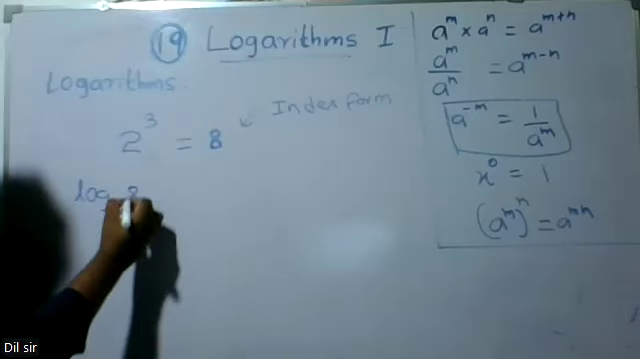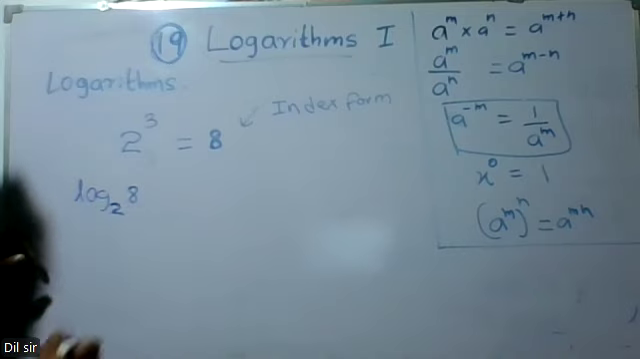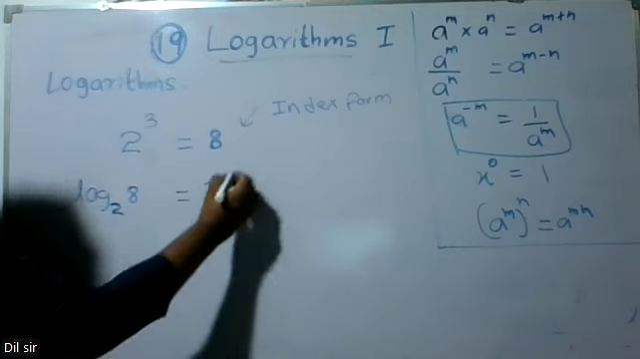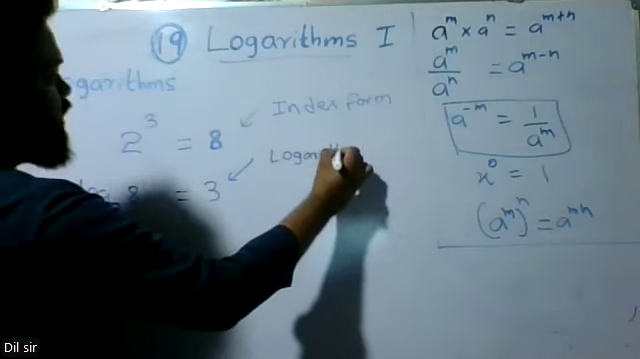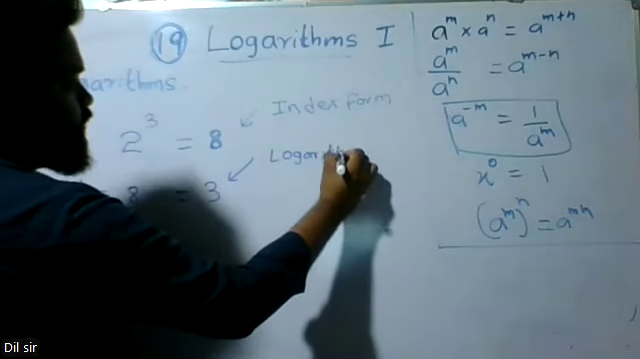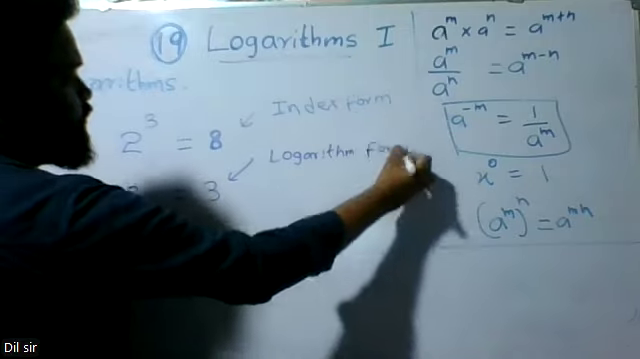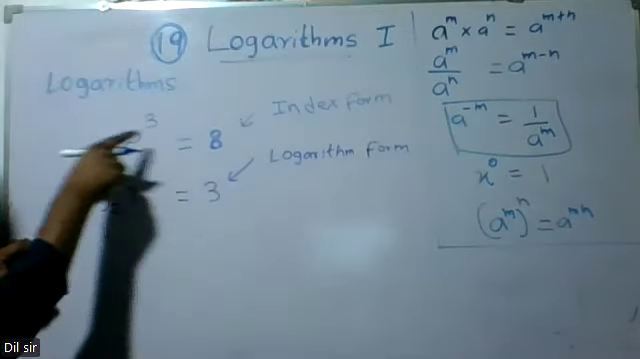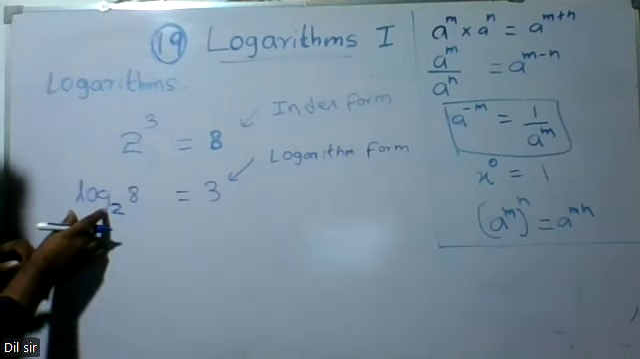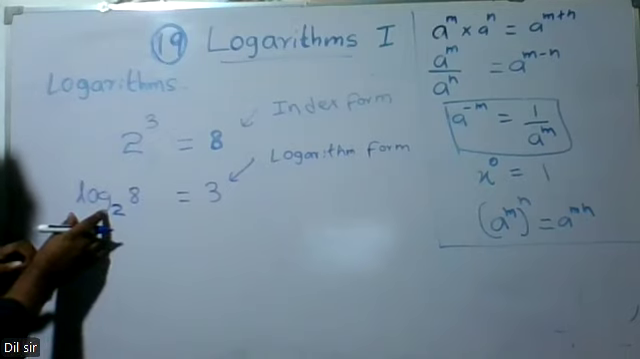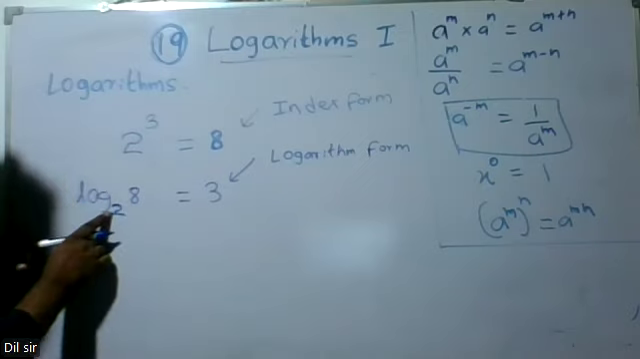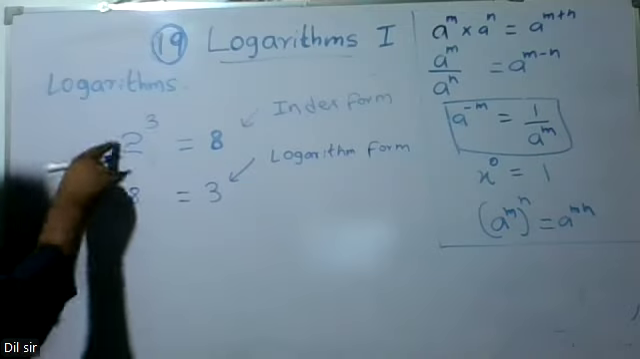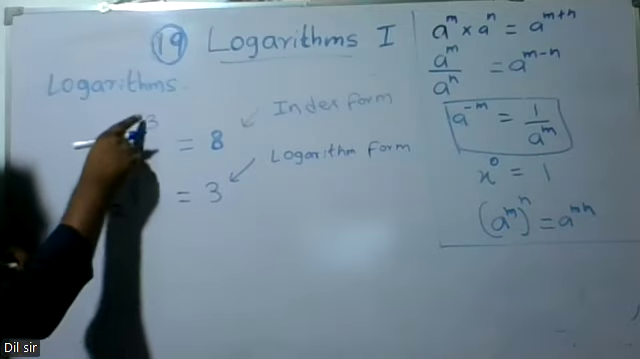We put 8 here, next to the log. What is the index? It is 3. We call this the logarithm form, another way of writing the above. The base is 2. We take a part of a word, log, and write the base here. Now look, very important: the 2 goes here, the answer comes here, and the index goes over there.